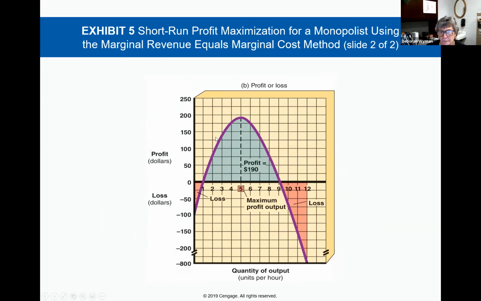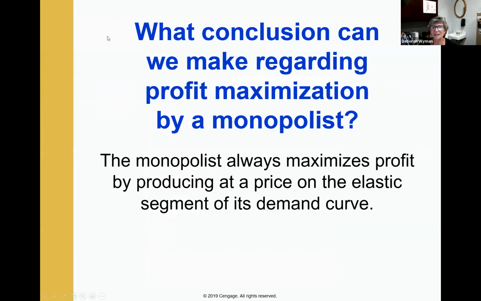So you just want to make sure that you're looking at this graph. To me, it is not as important as the previous one, because this is just showing profit, and you can plot that anywhere and in different ways. This isn't the only way to plot profit, but they have it in your book like this, so we're using it. Okay, so what conclusion can we make regarding profit maximization by a monopolist?